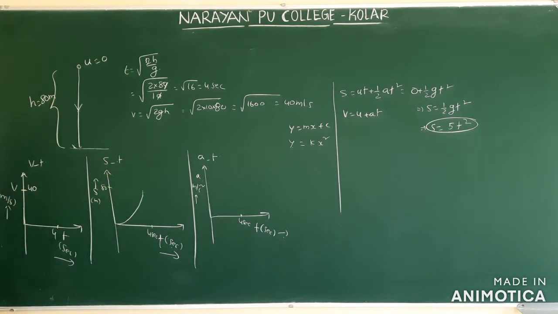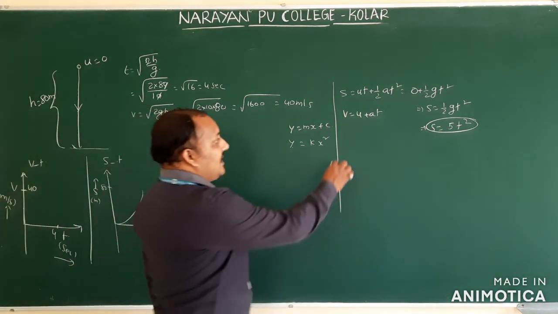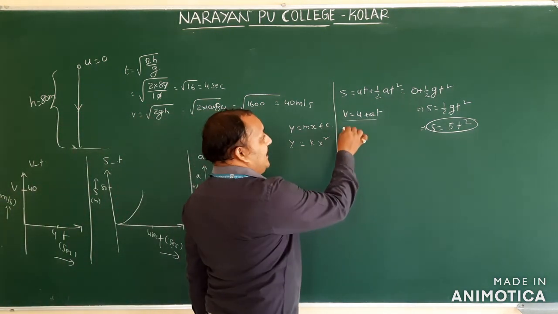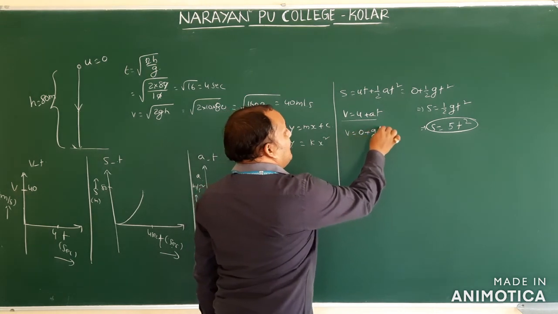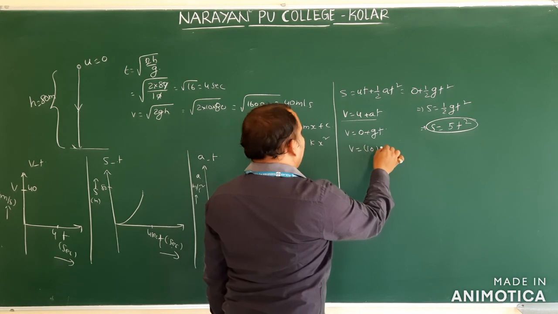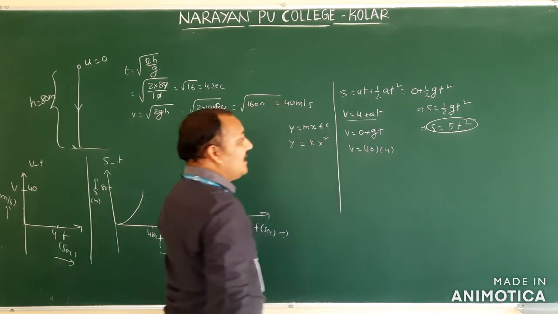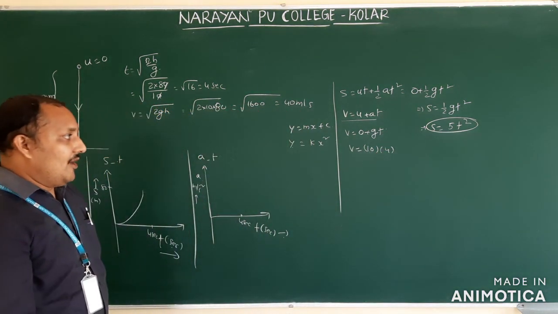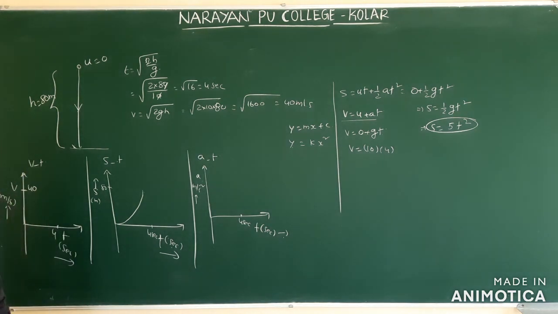Now you will see velocity-time. For the velocity-time graph, we know v is equal to u plus at. V is equal to 0 plus gt. V is equal to 10 into time; how much time is it taking? 4. So velocity is equal to 40, and at t equal to 0, v is equal to 0. That is a straight line. A straight line means it will be coming finally after 4 seconds like this. Isn't it? So this is the velocity-time graph, and that is the displacement-time graph.